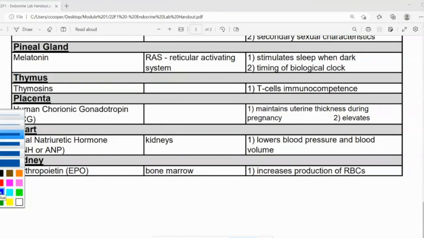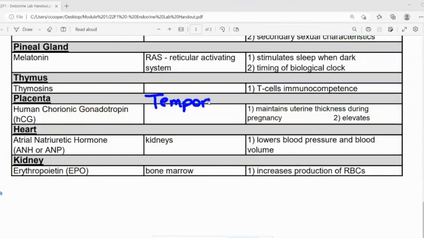So here's a fun fact. This organ is your only endocrine gland that's truly temporary, right? So I'm going to go ahead and put that up here just to kind of remind you. The only one that's temporary. And so when do you have the placenta? When you are what? When you're pregnant. All right.